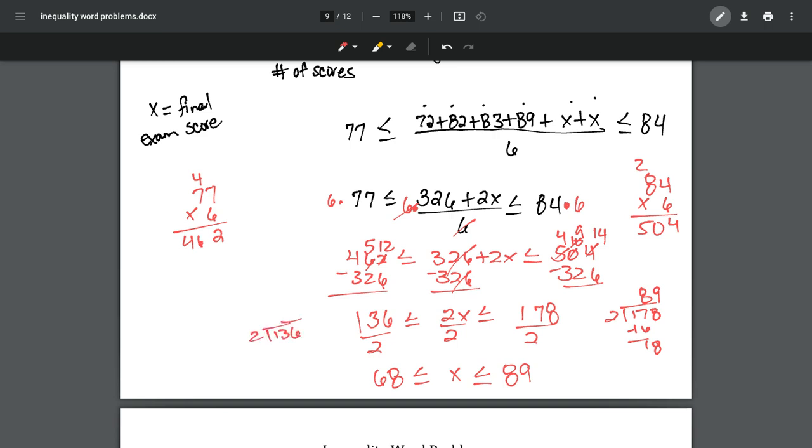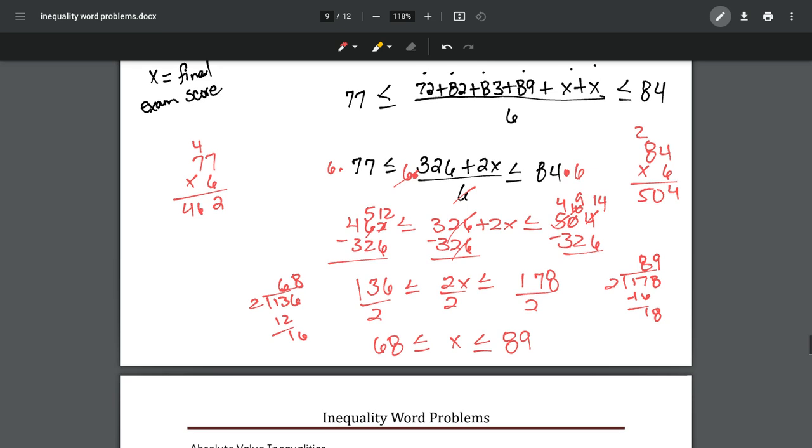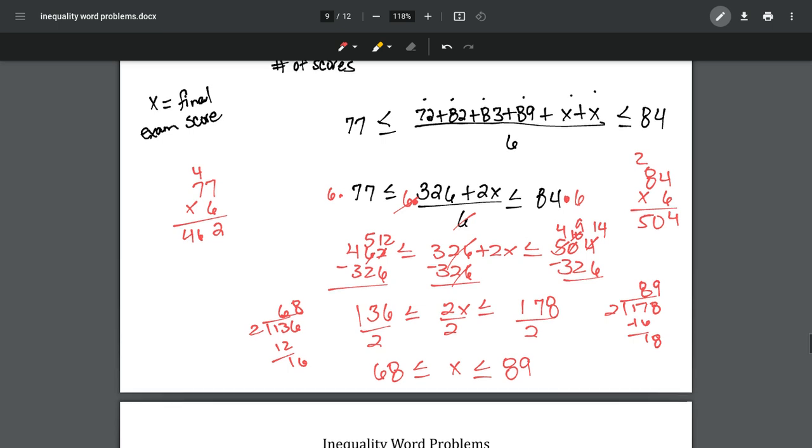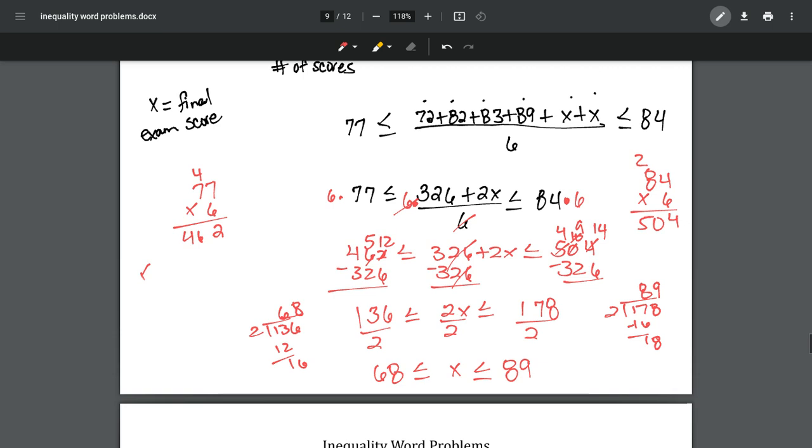Let me double check myself over here. So she'll need a score, or whoever this is, we need to score anywhere between a 68 and an 89. And that's it, guys. Let me go ahead and graph that, okay? 68 and 89, and anywhere in between.